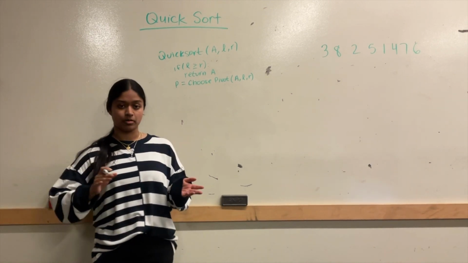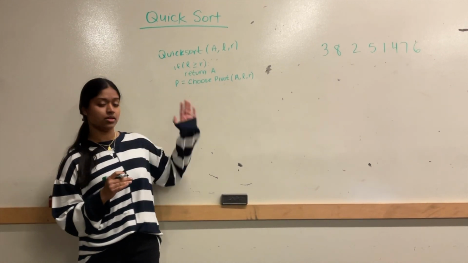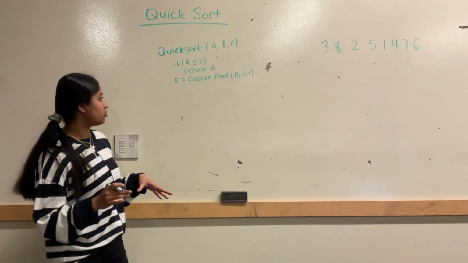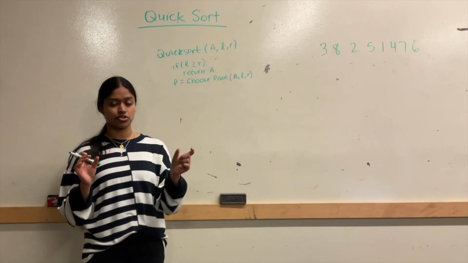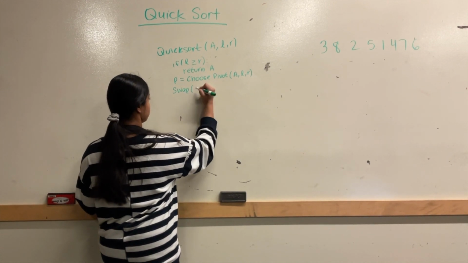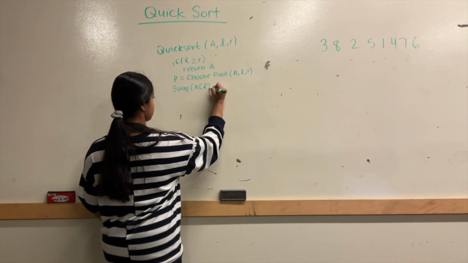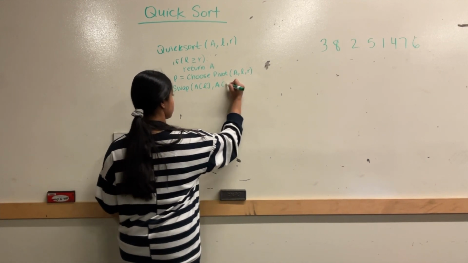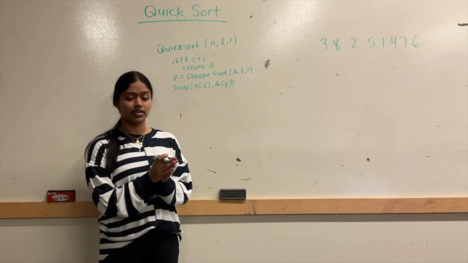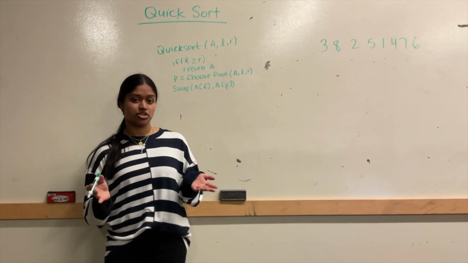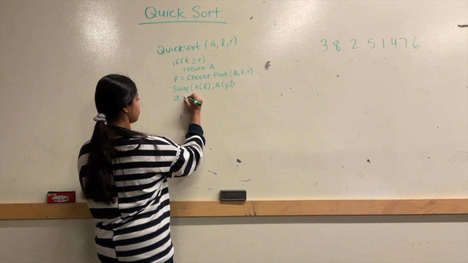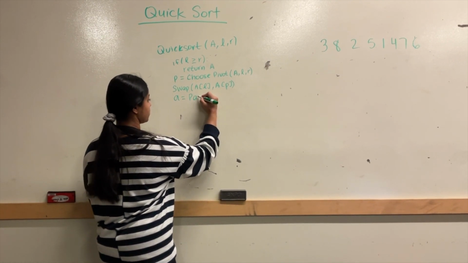So now that we've chosen our pivot and the position of it is in p, we want to make sure we know where the pivot is. So for that, we're going to swap the pivot's position and the first element's position. So that will be swap. And this is so we can know exactly where the pivot is when we move on to our next step, which is partitioning. So we're going to put our partition value in A, and we're going to call our partition function.